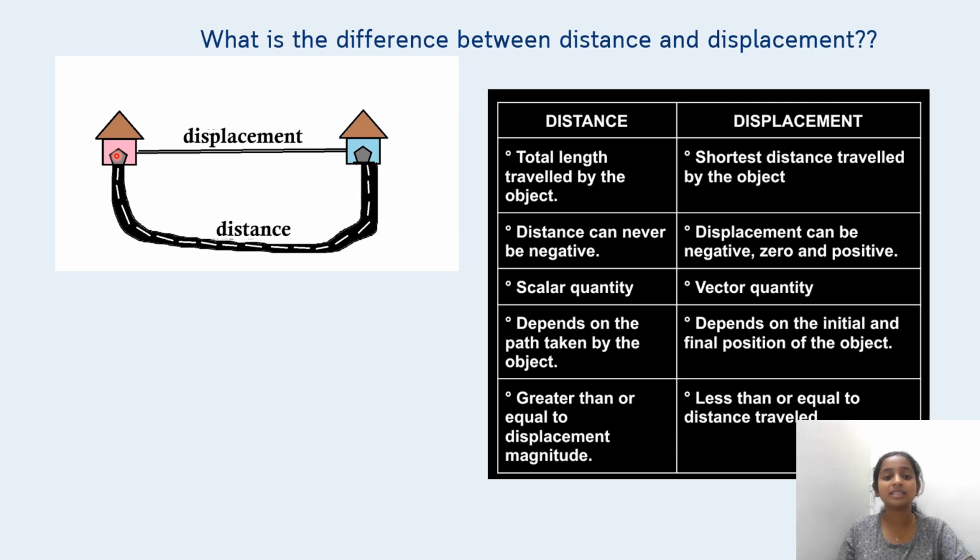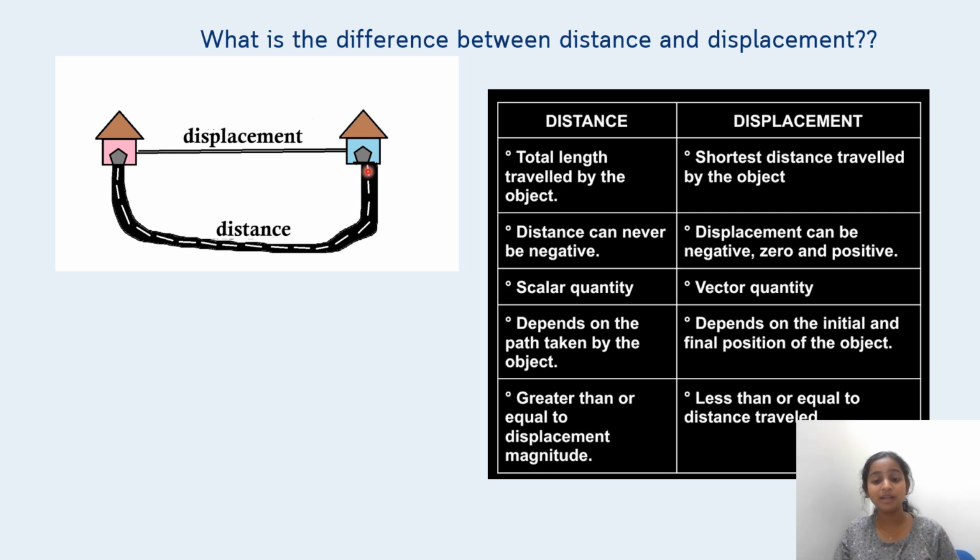Then we said distance is a scalar quantity. We are checking the magnitude only. But displacement is a vector quantity. We are checking direction as well as magnitude. Then the distance depends on the path taken by the object. If I am traveling from here to here in this way, this is my distance. If I am traveling in this way, this is my distance. So it depends on the path taken by the object.